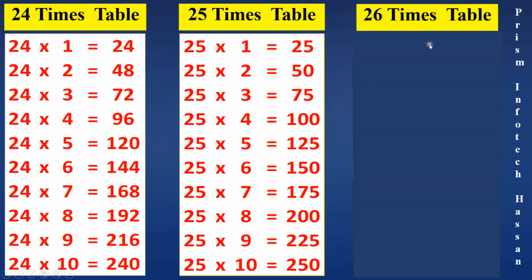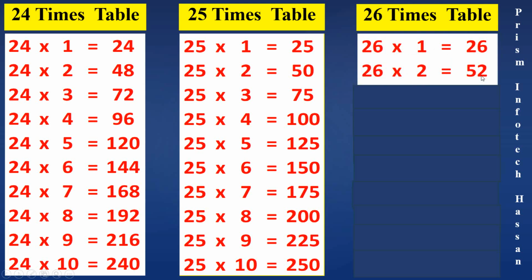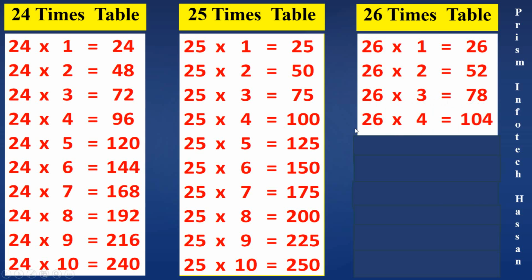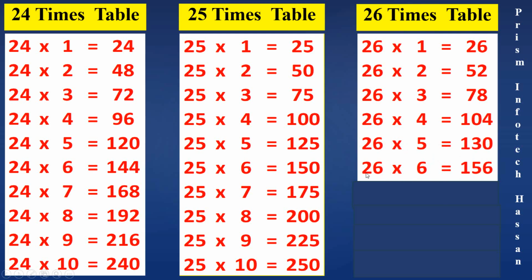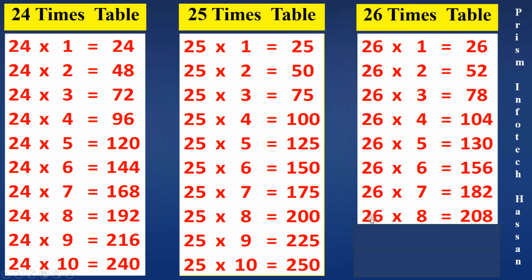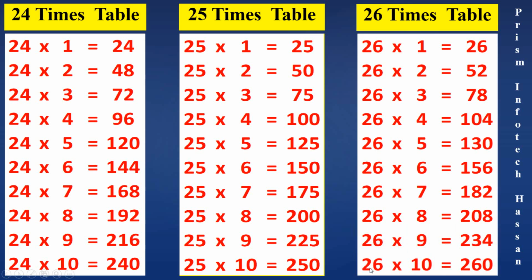26 times table. 26 times 1 is 26. 26 times 2s are 52. 26 times 3s are 78. 26 times 4s are 104. 26 times 5s are 130. 26 times 6 are 156. 26 times 7s are 182. 26 times 8s are 208. 26 times 9s are 234. 26 times 10s are 260.